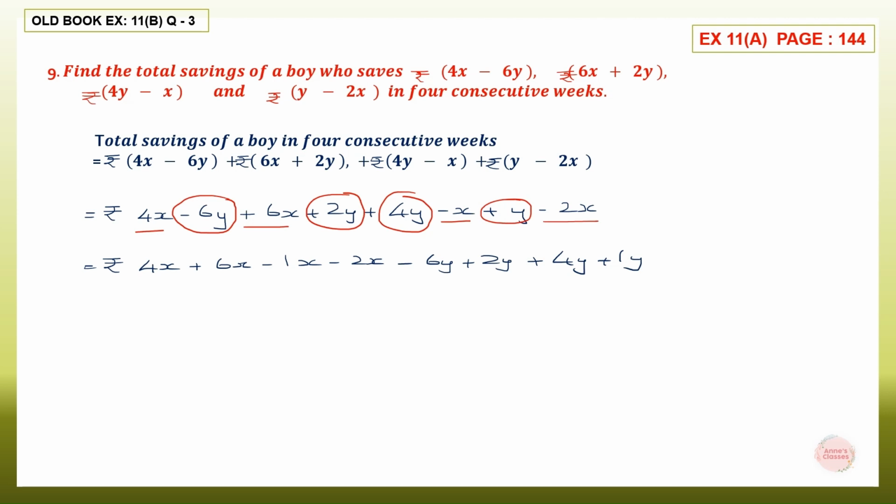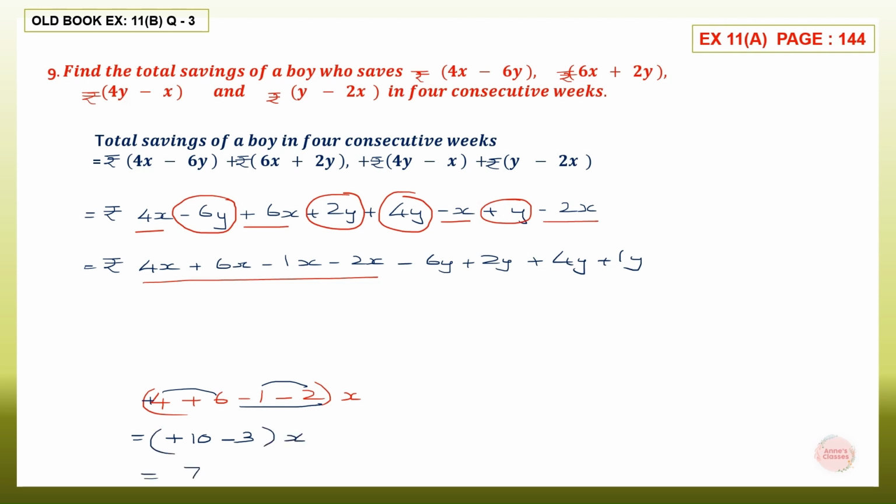Now let's work out this. Let's take only the numbers 4 plus 6 minus 1 minus 2, all that in brackets, and x. So here we're going to take the numbers with the same sign. So here we have plus 4 plus 6. Signs are the same. Put the same sign and add. 4 plus 6 is 10. Here also same sign. So put the same sign and add. 1 plus 2 is 3. So that is 10 minus 3x. 10 minus 3 is 7. So that is 7x.